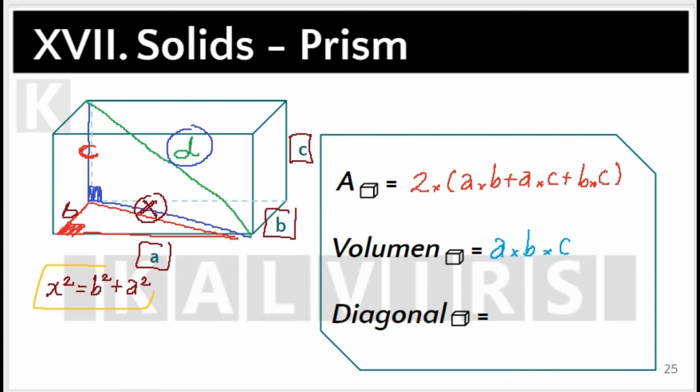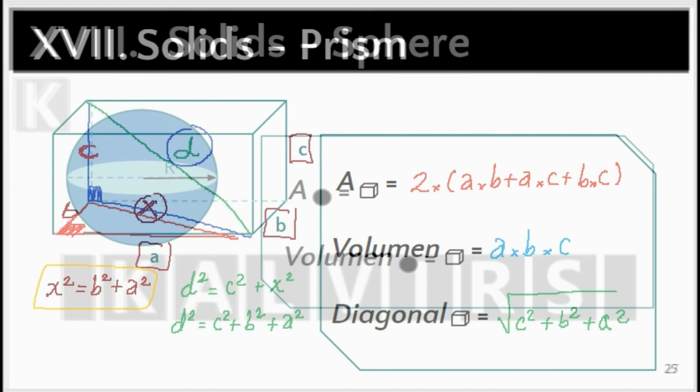This is very important. Now we will apply again the Pythagorean theorem for the diagonal. D squared equals C squared plus X squared. D squared equals C squared plus B squared plus A squared. Finally, the diagonal is the square root of C squared plus B squared plus A squared.